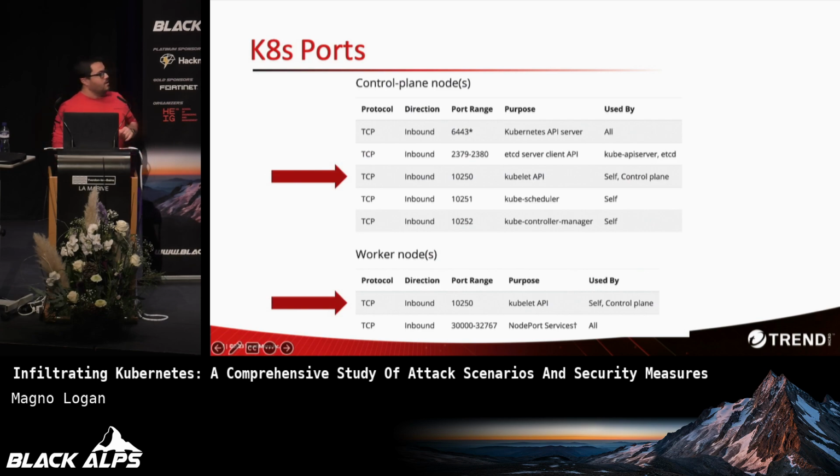Okay. These are some of the ports that are open when you create a Kubernetes cluster. Some of them are on the control plane node, as I mentioned, and others are in the worker nodes. Remember this port here, 10250, because it's going to be important later once we go into the scenarios as well. So this is the kubelet API.